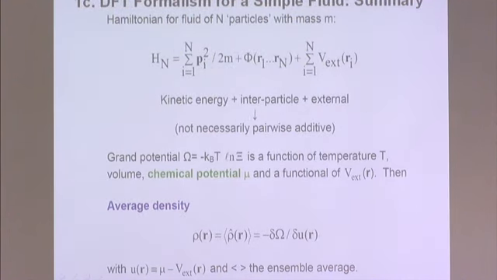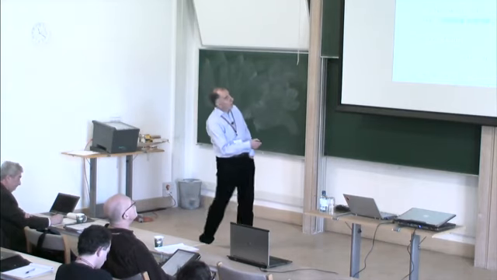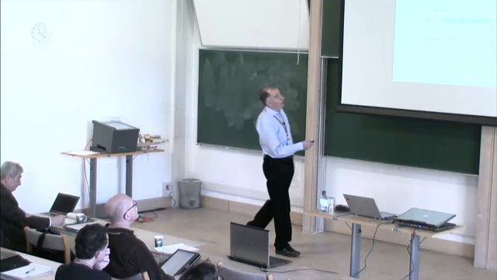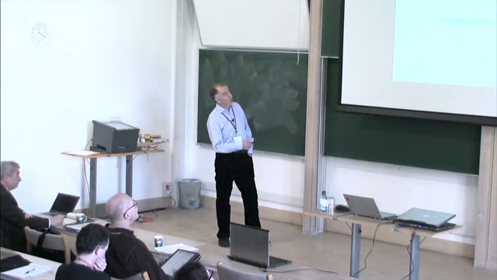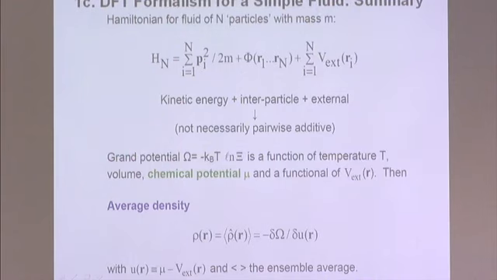So the formalism. There's the Hamiltonian for n particles, classical kinetic energy, interaction between the particles, and then the interaction with some external potential. As I say, it could be a wall, it could be a gravitational field, it could be whatever. Not necessarily pairwise additive. The grand potential is minus kT, the log of the partition function. Obviously, it's a function of temperature, volume, chemical potential, mu, and it's a functional of the external potential.